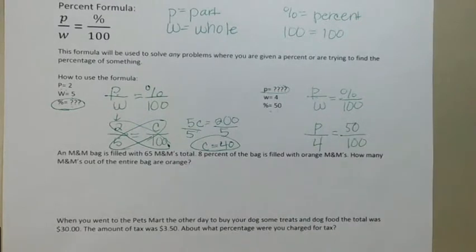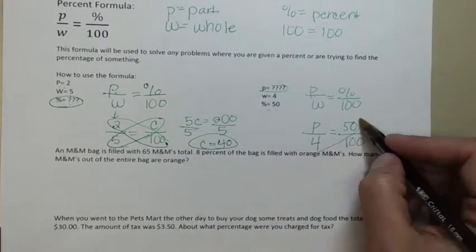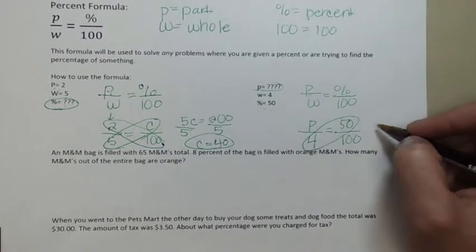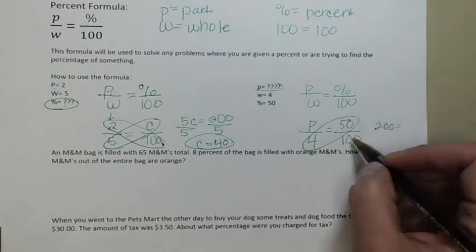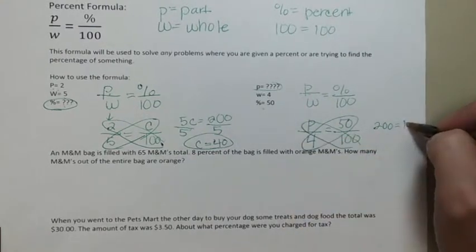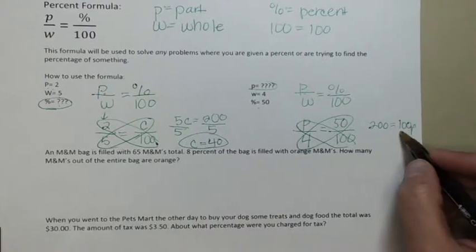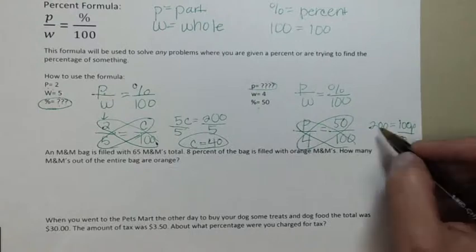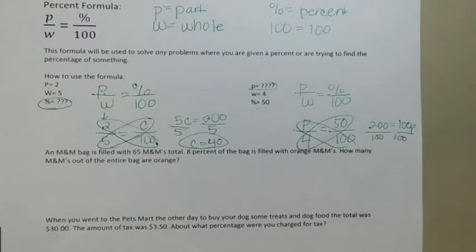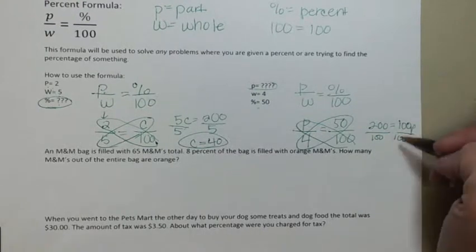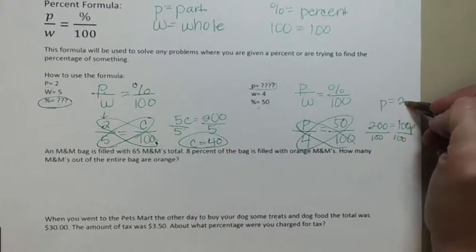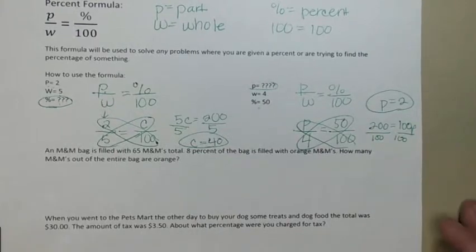Same thing, cross multiply and divide. So 50 times 4 is 200. And that's equal to 100 times P, which is 100P. To isolate my variable, I need to divide by 100 to undo it, and divide by 100 here. This one would obviously, P would equal 2. Okay, so that's just how the formula works.